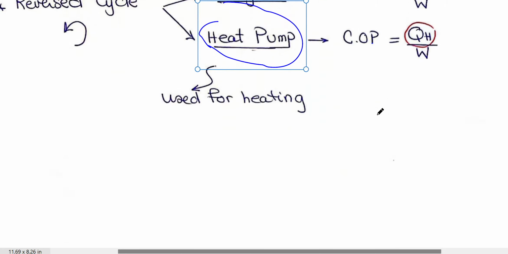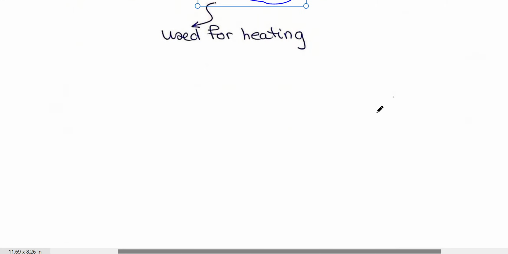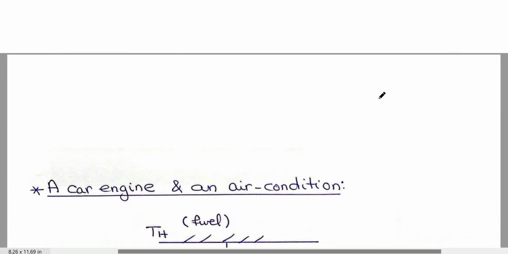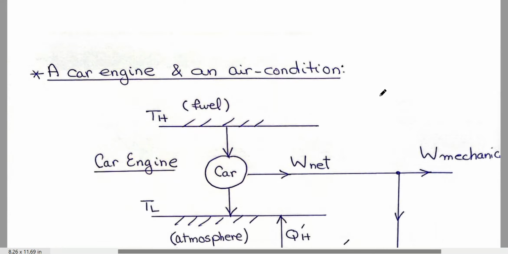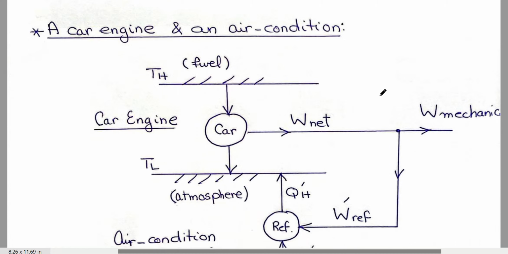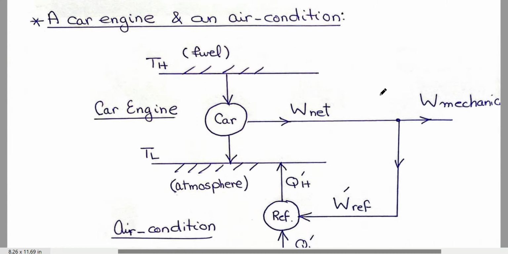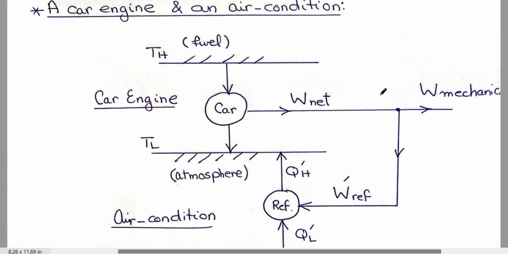Now, after explaining the cycle and the reversed cycle, we have a combination of both. For example, if we have a car provided with an air condition, you have an engine. This is the car engine.